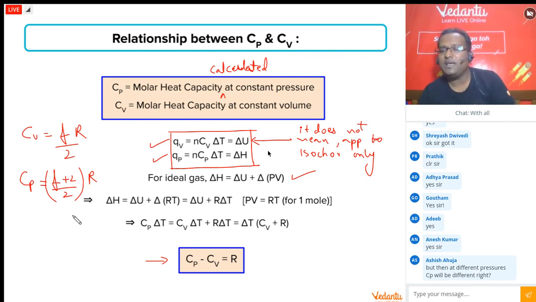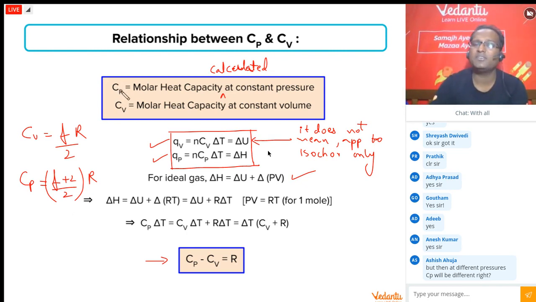This is what I'm saying, Ashish. That is not the case. Cp just means a heat capacity value which was calculated for the body by following a constant pressure process. It does not mean that it will change with pressure. Cp and Cv are generally functions of temperature. In majority of questions, you'll get them constant rather.